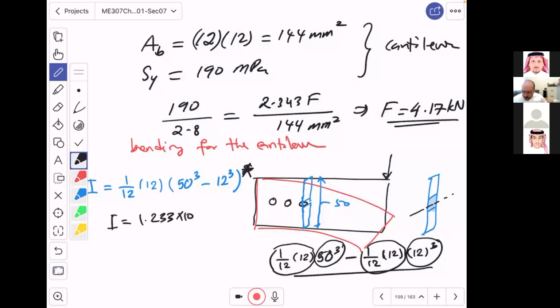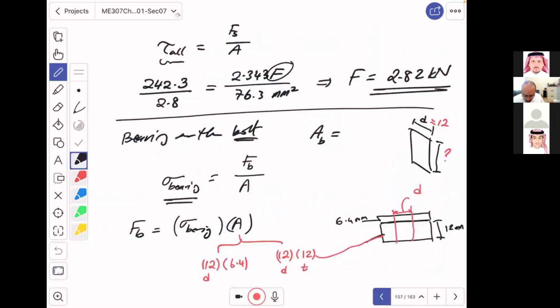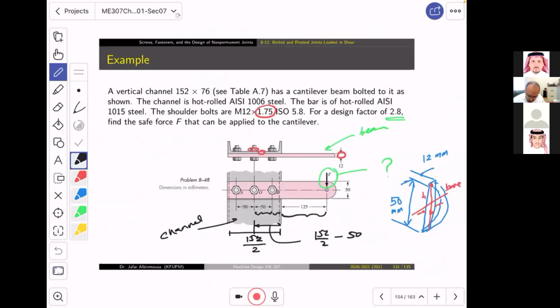I think it's a minus 5. I made a mistake, an error in the slide. I put it without a minus m squared. So now, what are we going to do? We are going to consider, ya shabab, the distance which is from here all the way to here. Do you see that? Not the distance to here. Why? Because we are considering that this is the part which is cantilevered.